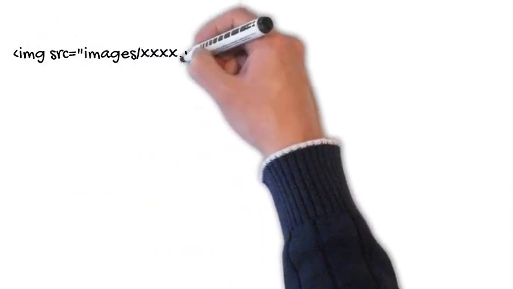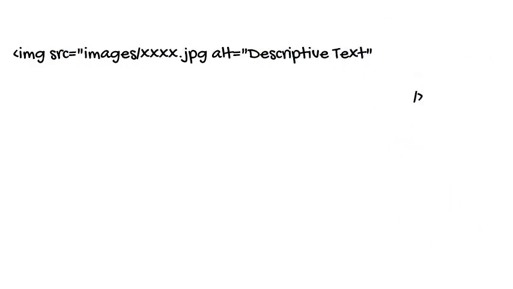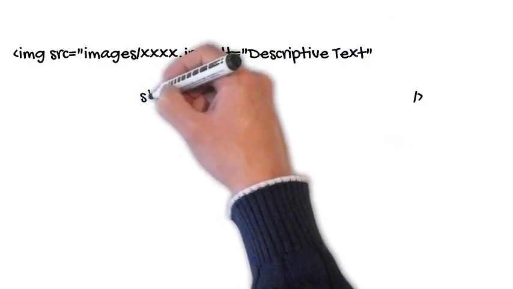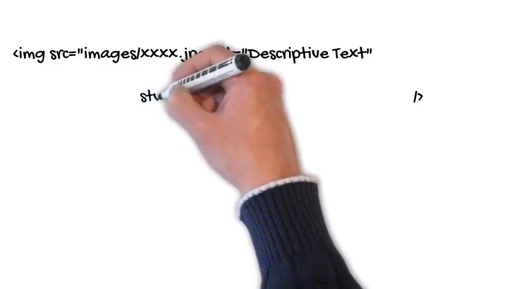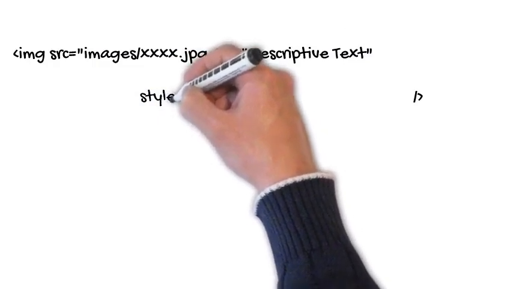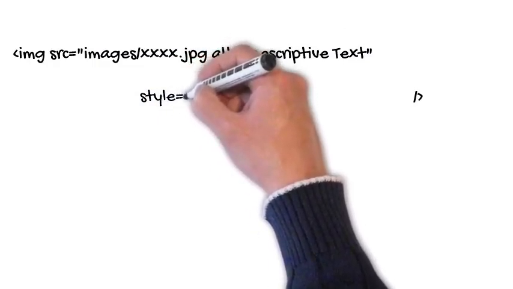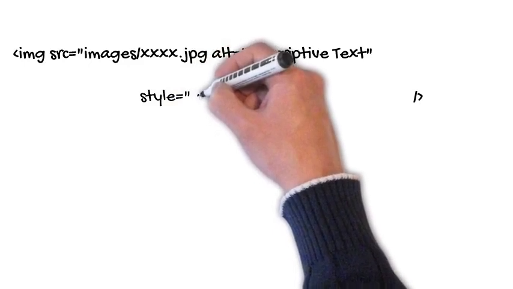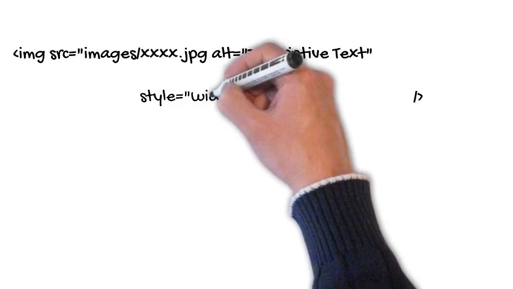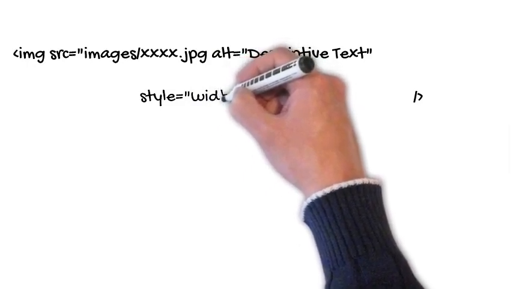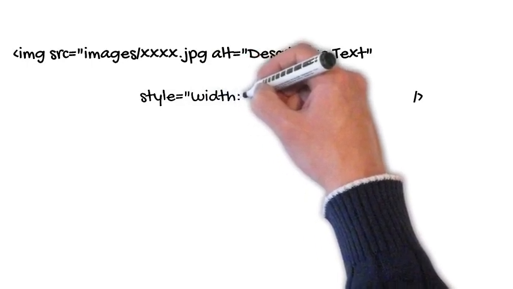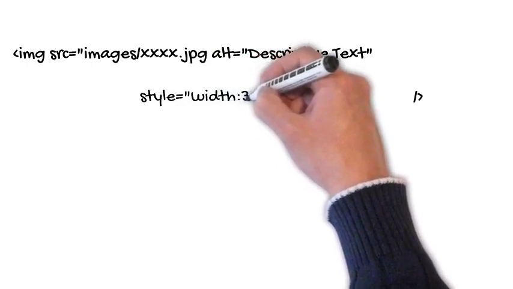So the next thing we're going to do is go back to our code and to our image tag, and we're going to add a style parameter. Styles allow us to change the way things look on the page. We're going to add the following words. We're going to add the word style, an equal sign, and then open a quote. I'm going to put in the word width and a colon, and because my image is square, I'm going to say 300px semicolon, height colon 300px semicolon, and then we're going to close the quote.